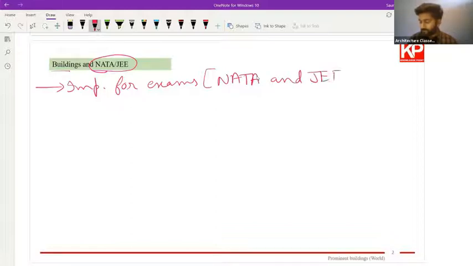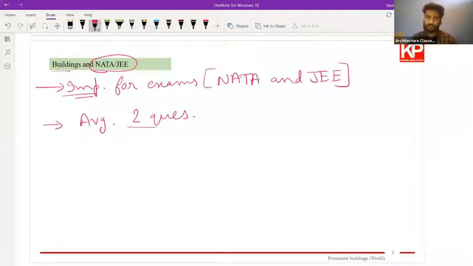The reason I'm saying it's an important subject is that you can expect on an average 2 questions. Now here I'm saying that on an average 2 questions would be asked. It could be 3 or 4 questions could also be asked from this. So average 2 questions are asked each year.